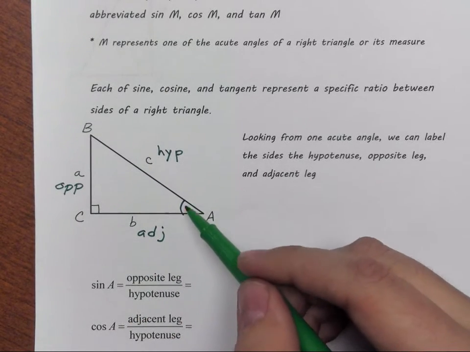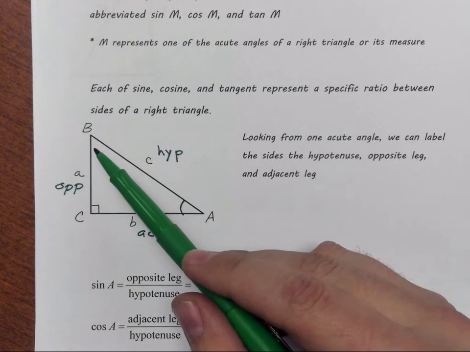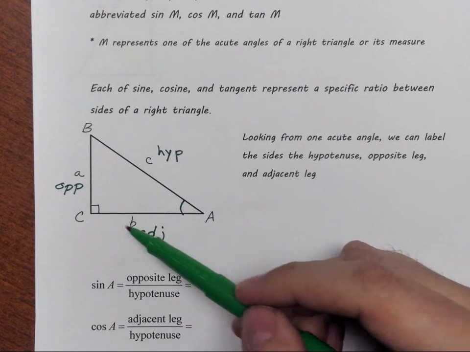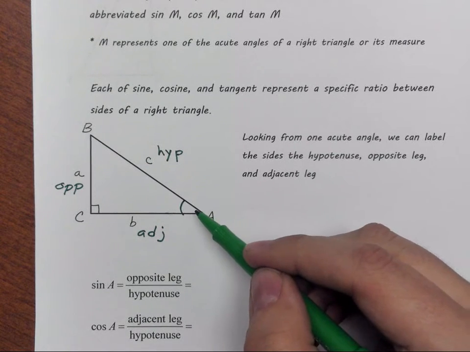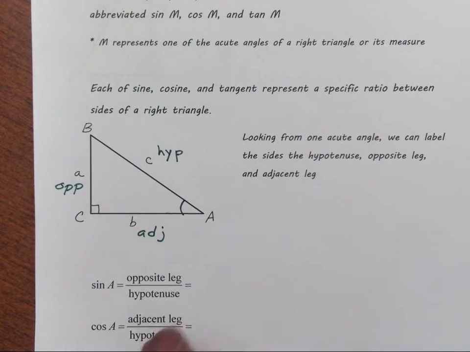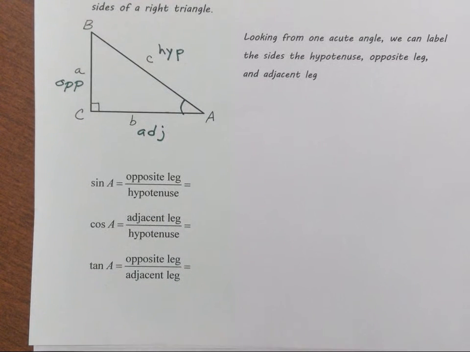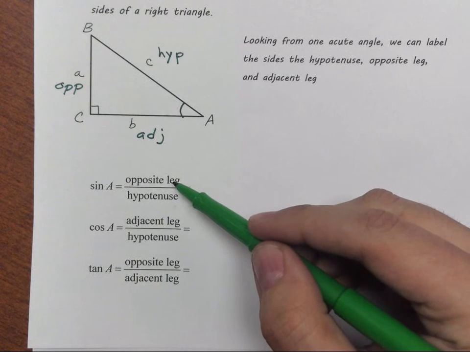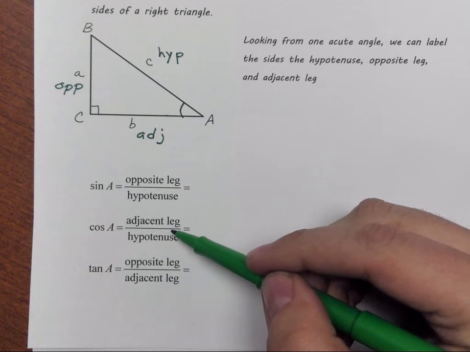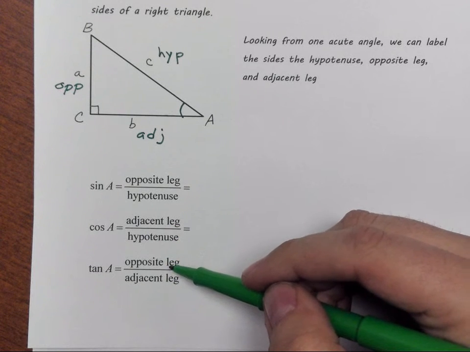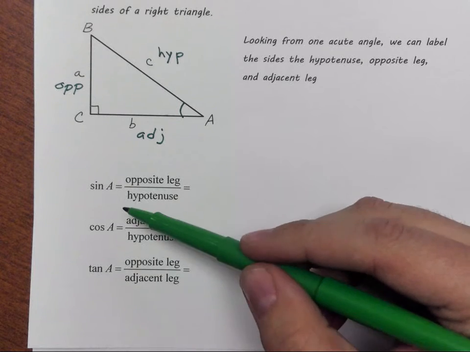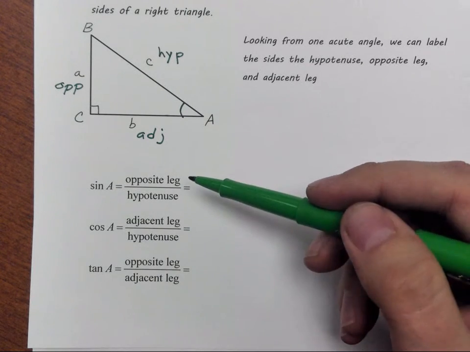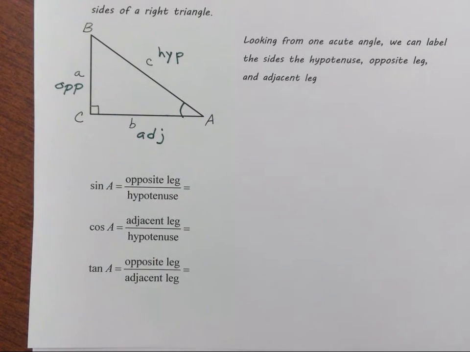So again, this is where it's very important to have marked whatever angle I'm looking from. If I was looking from angle B, then I would have switched the opposite and adjacent. As it is, I am looking from angle A, so I have labeled the triangle to help me in the next step of this. So I want the sine of A, the cosine of A, and the tangent of A. Well, each of these represent a particular ratio in the triangle. Sine refers to the ratio of the opposite leg to the hypotenuse, cosine is the adjacent leg to the hypotenuse, and tangent is the ratio of the opposite leg to the adjacent leg.